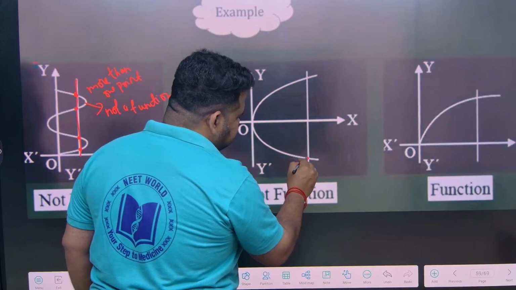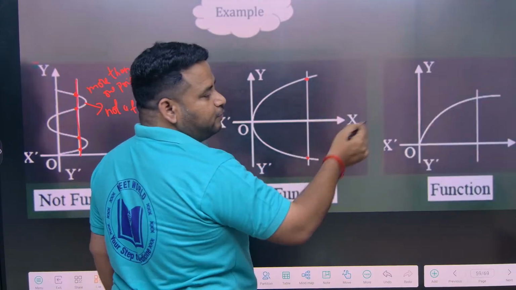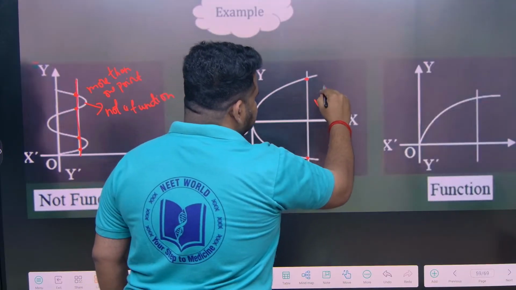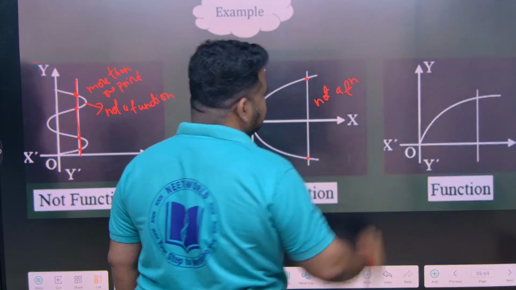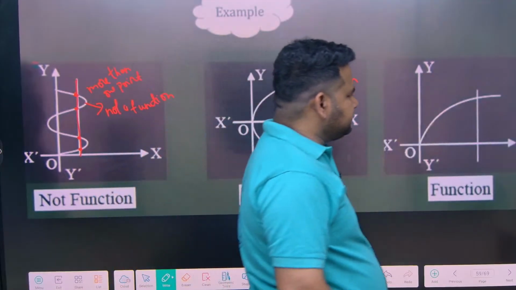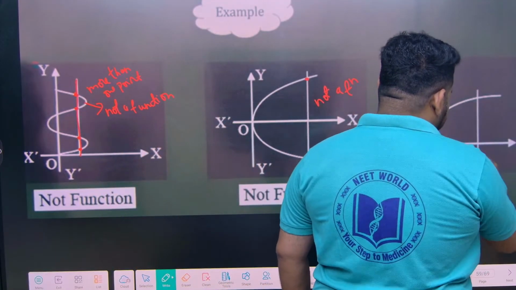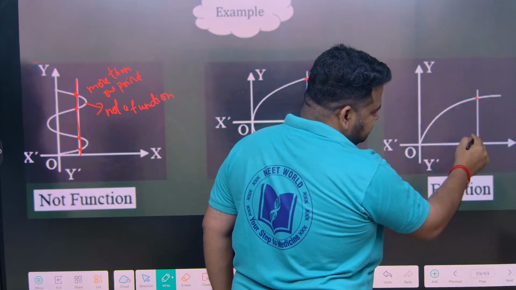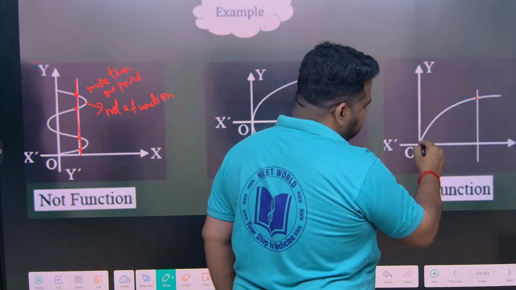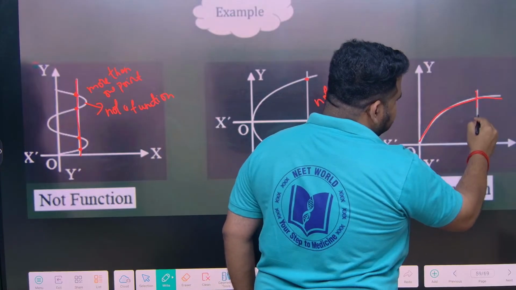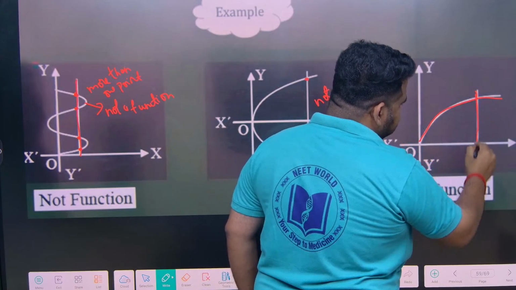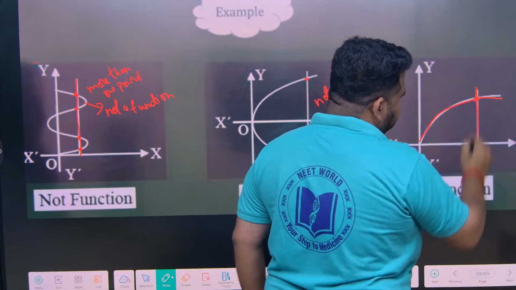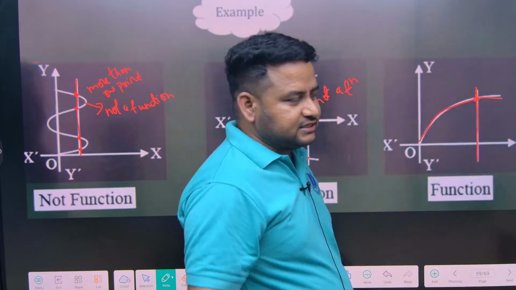See here, it is cutting here also, more than 1 point. So this curve is not a function. But look at this one. The curve is this one, and this is just the x-axis. The curve is only here, and it is cut only here, it is intersected only here.